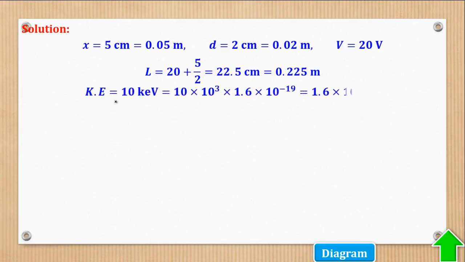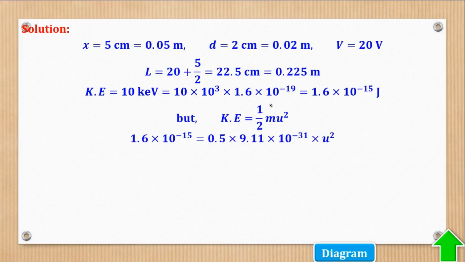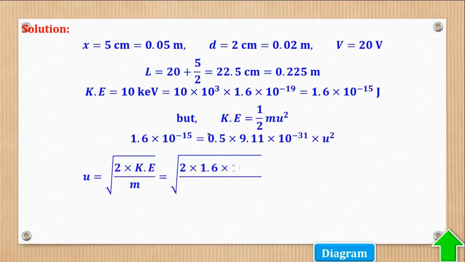Okay, then kinetic energy was given in kilo electron volt. You have to convert it to joules by multiplying by electronic charge. So this 10 times 10 to the power 3 is converting from kilo electron volt to electron volt. Then to convert from electron volt to joules, you multiply by the electron charge to give you this as the kinetic energy in joules. But we know that kinetic energy is equal to half mu squared. Therefore, when I substitute, I'll be able to get the value of U. And U will be equal to this.